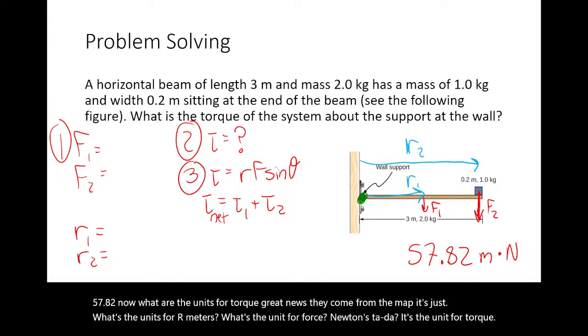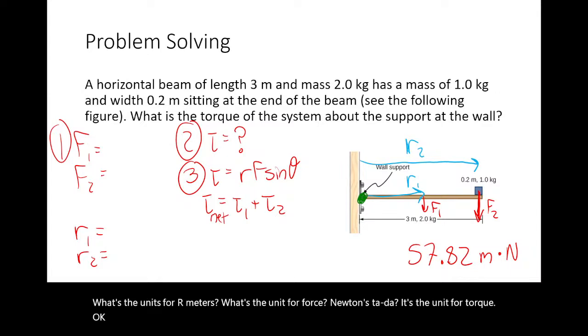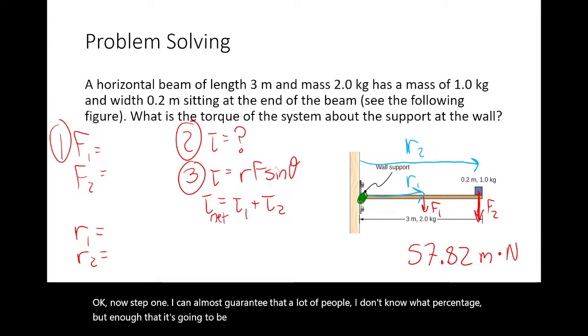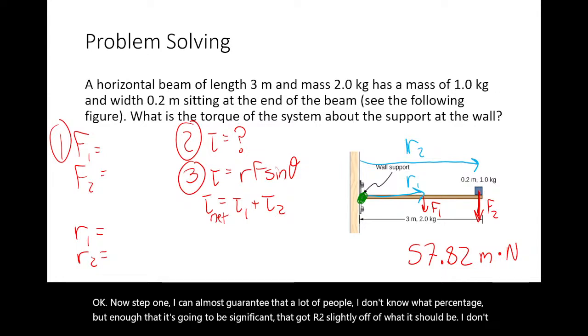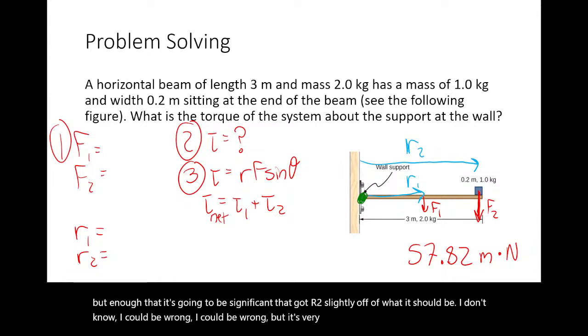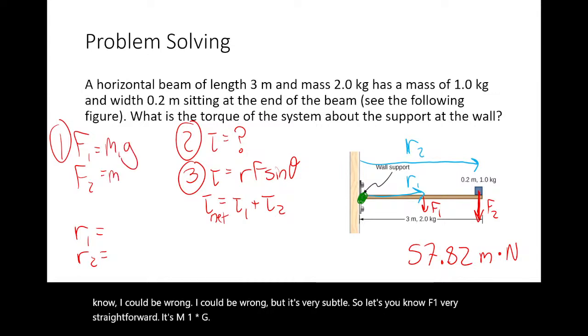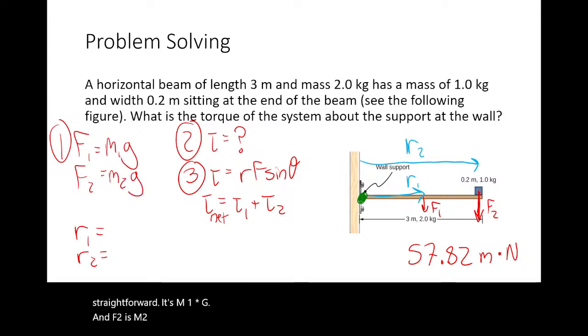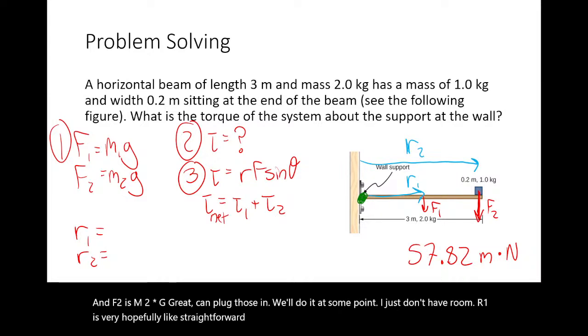Okay. Now, step one, I can almost guarantee that enough people, I don't know what percentage, but enough that it's going to be significant, got R2 slightly off of what it should be. I could be wrong, but it's very subtle. F1 is very straightforward. It's M1 times G. And F2 is M2 times G. Great. We can plug those in at some point. I just don't have room. R1 is hopefully straightforward. It's 1.5. If you look at the picture, R1 is 1.5.